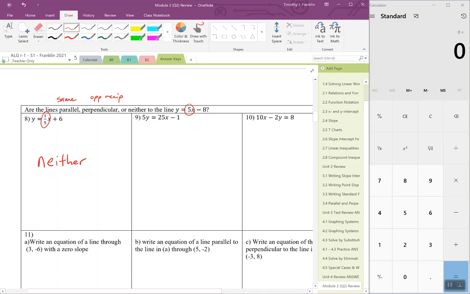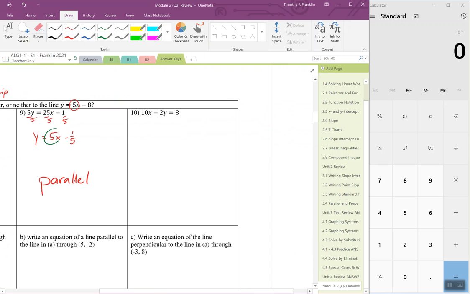parallel nor perpendicular. Looking at number 9, we have to solve for y first. So y equals 5x minus 1/5. And again, we compare the slope right here. 5 is the same as 5, so these are parallel. They have the same slope.